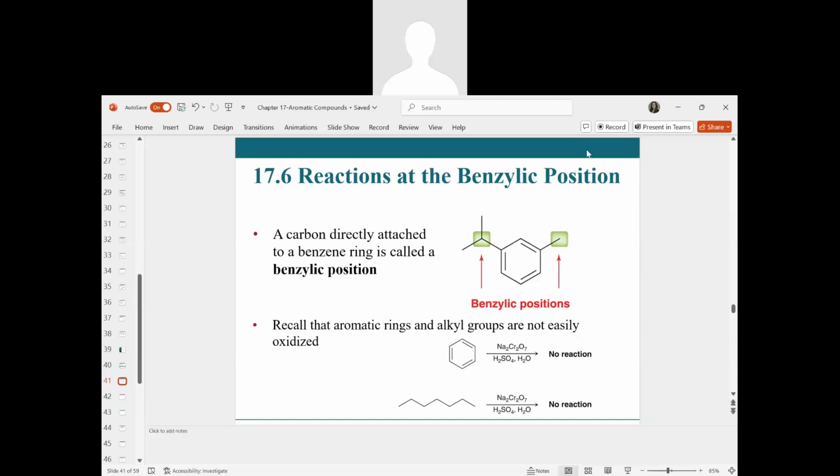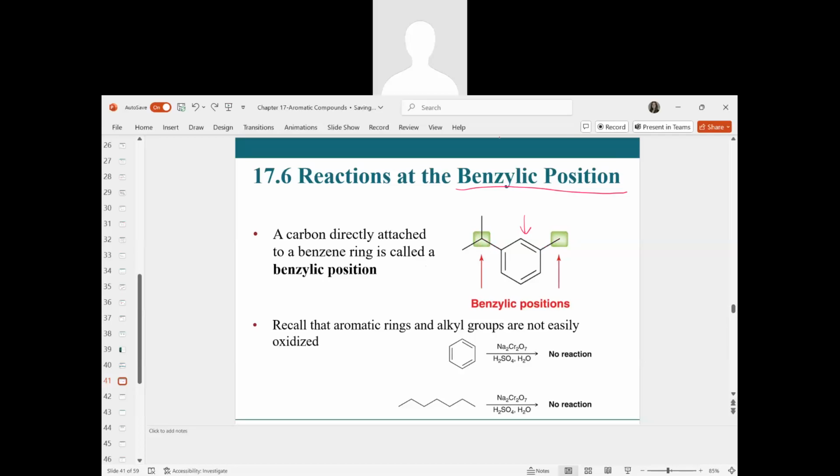In section 17.6, we're going to look at reactions that occur at the site called the benzylic position. So if you recall, this structure here is benzene, and when we have a methyl group or a carbon that extends from the benzene ring, at the end, we would refer to that as the benzylic position. So in this structure here, that's what is highlighted and what I just overlapped there. Both of these are considered benzylic positions.